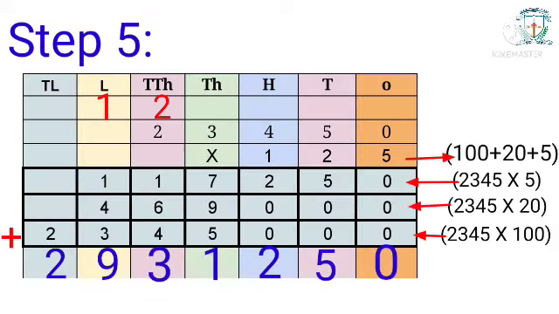Step 5. Add the products obtained in step 2, 3 and 4. We get 29,31,250. Therefore, when we multiply 23,450 by 125, we get 29,31,250.